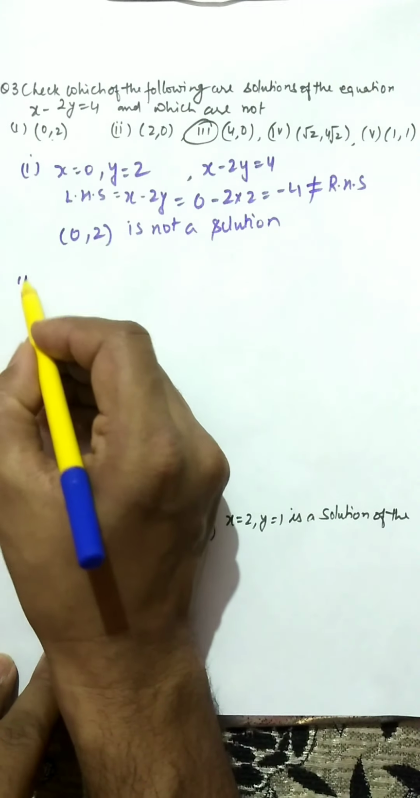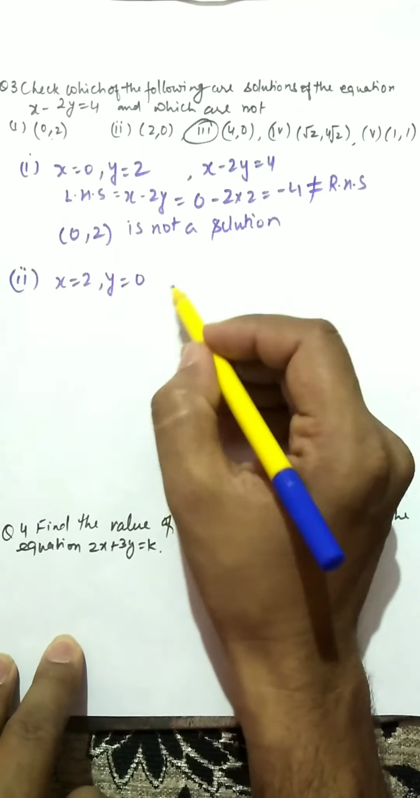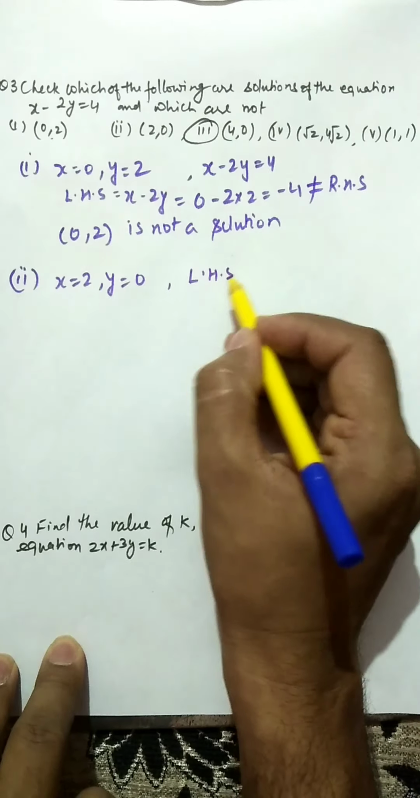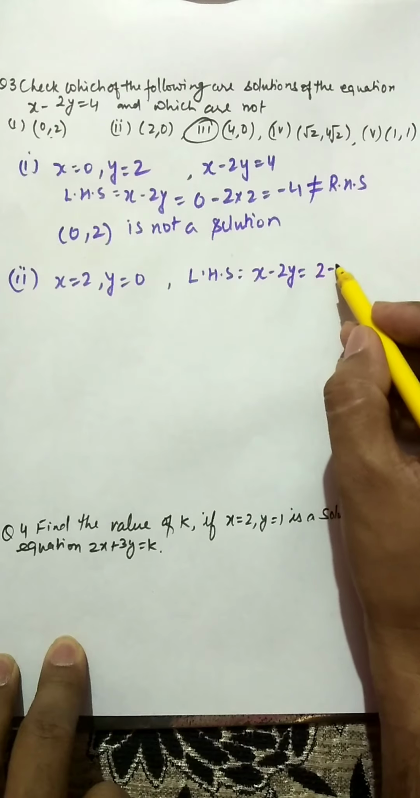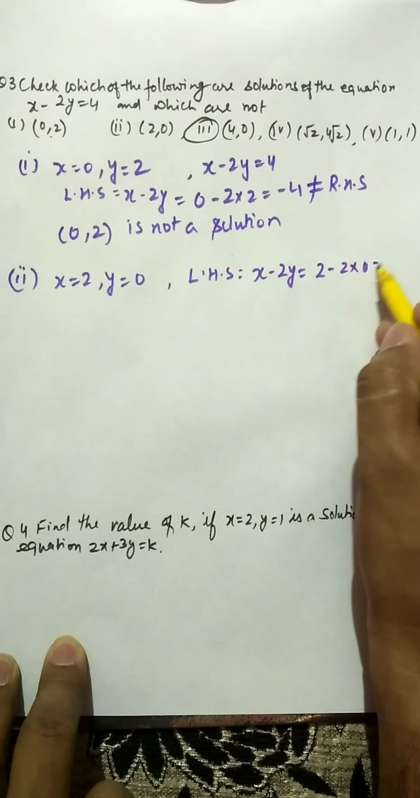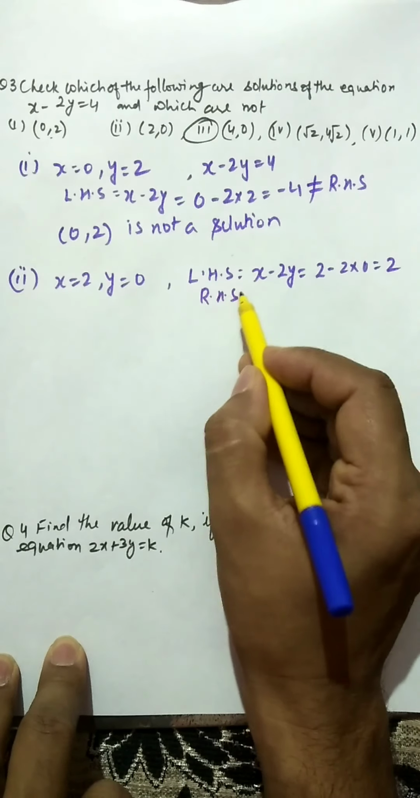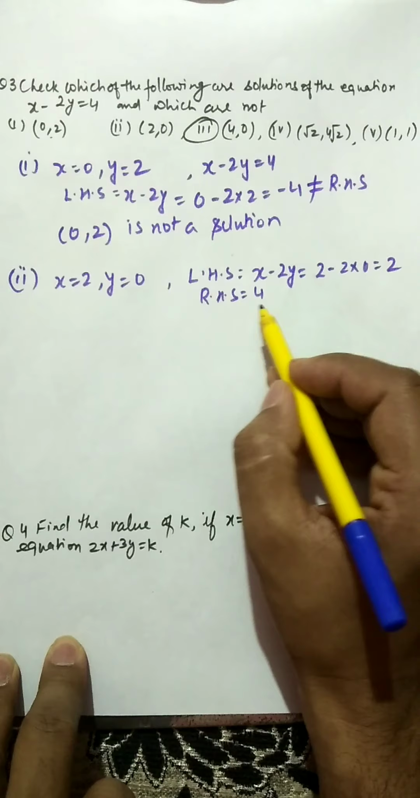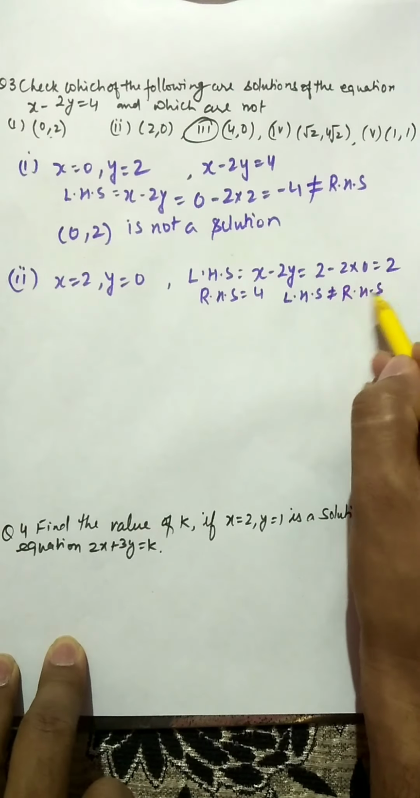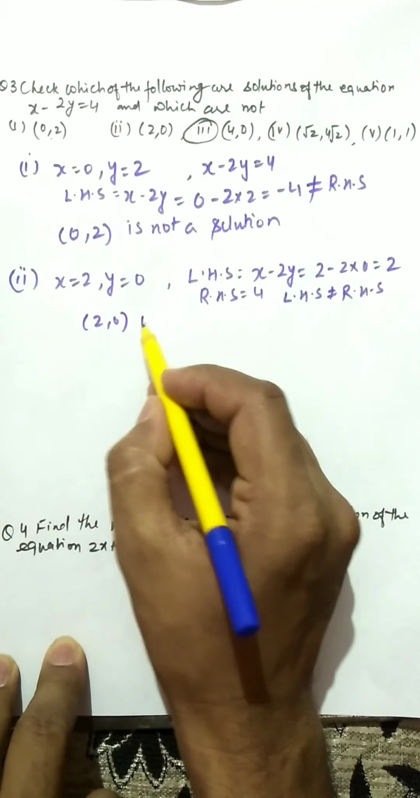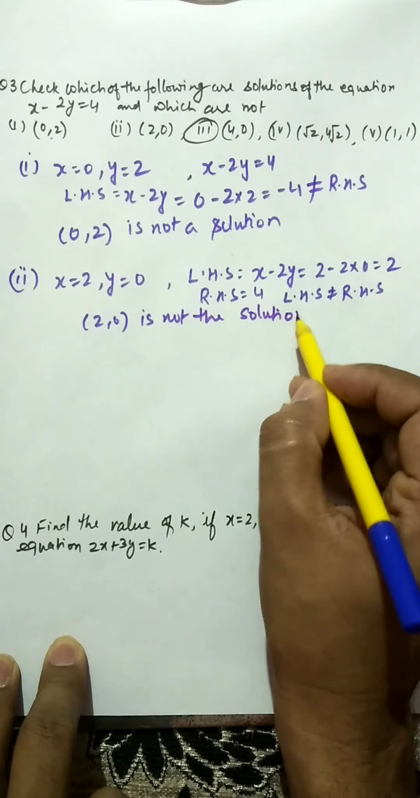In this second part, you see x equal to 2 and y equal to 0. So now I am going to take the LHS. LHS is x minus 2y. So x is 2 and this will then become 2 into 0. So it is going to be 2. And you can see your RHS is 4. So you can say that LHS is not equal to RHS. It means 2 comma 0 is not a solution. So you may try with the rest of the things.